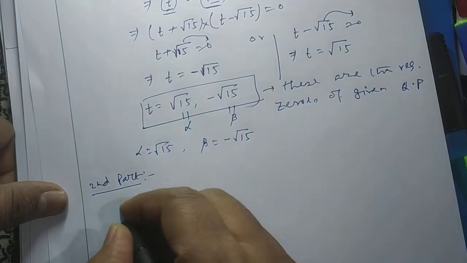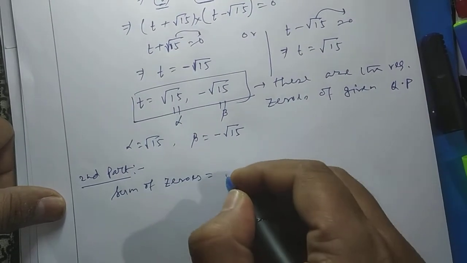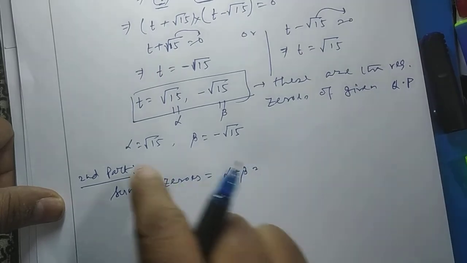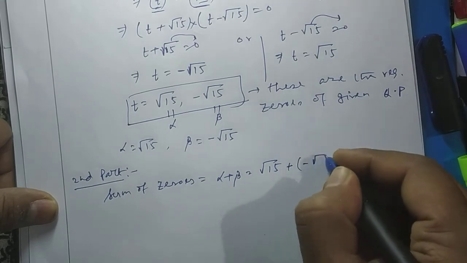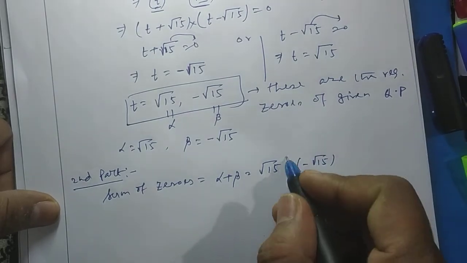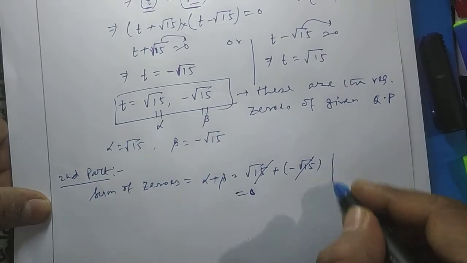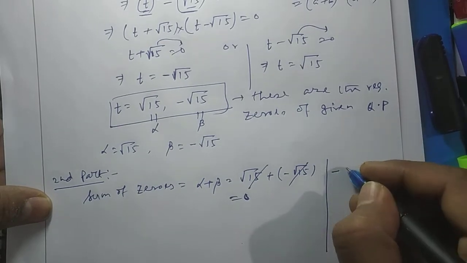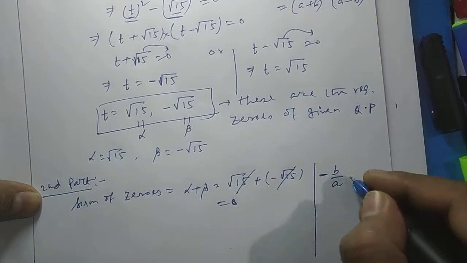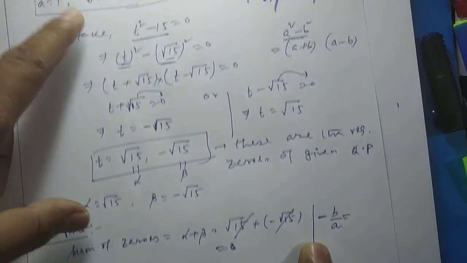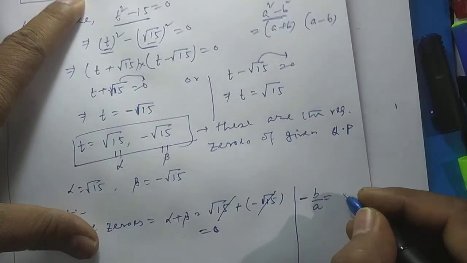First find the sum of zeros. Sum of two zeros means alpha plus beta. Here alpha is √15 and beta is −√15. So both will be cancelled, plus minus gives 0. Correct? At the same time, keep ready −b/a. Now look at here. What is the value of b here? 0. So put it here.